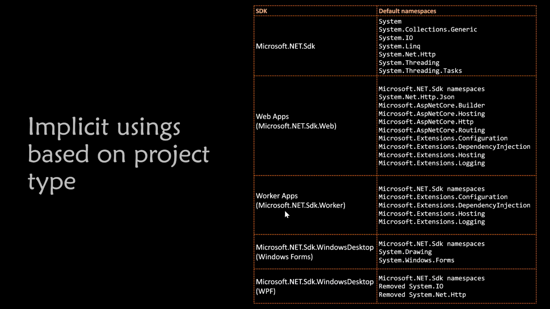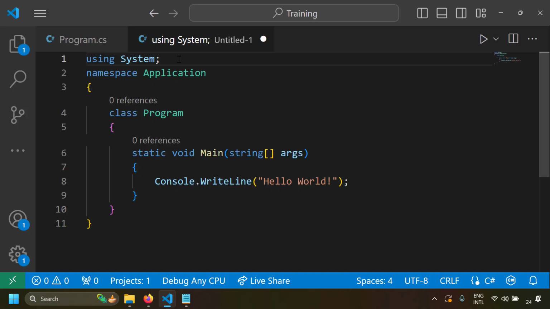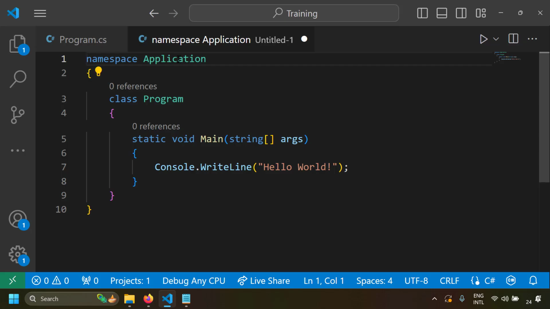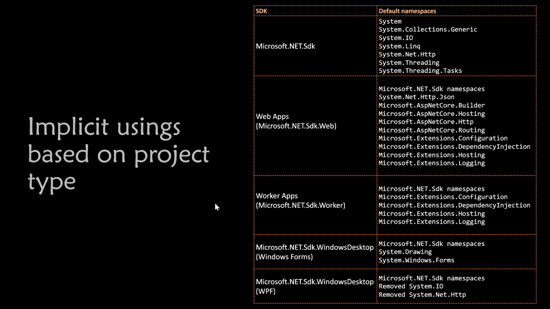And if you are creating .NET Worker apps which use this SDK, along with these usings, these will also be inserted in all the C# files of the project. And if you are creating Windows Forms applications which use this SDK, along with these usings, these two usings will also be used in all C# files of the project. And that's why in C# 10, you don't need to write using System explicitly, because due to the implicit usings feature of C# 10 and above, it's automatically added by the SDK during compilation. So that was implicit usings.